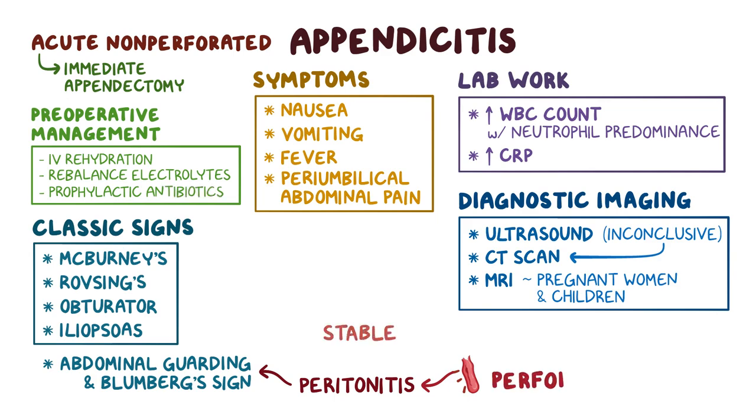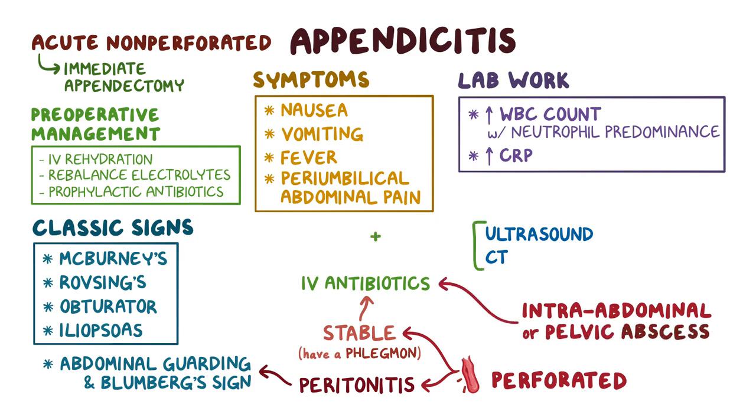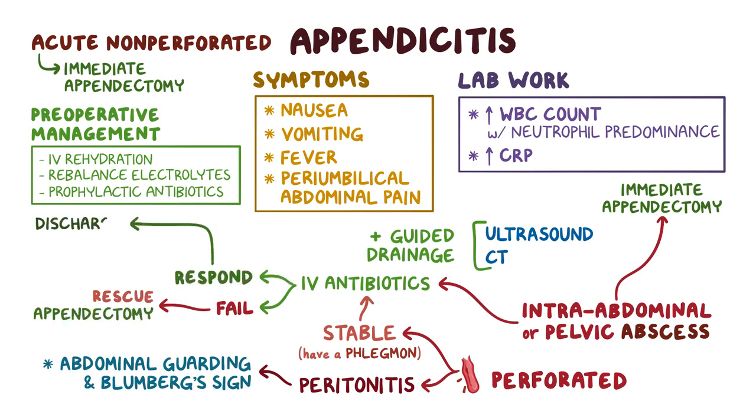Stable individuals with perforated appendicitis who have a phlegmon of the right lower quadrant should be given IV antibiotics. Individuals with an intra-abdominal or pelvic abscess should be given IV antibiotics and have a CT or ultrasound-guided percutaneous drainage. Immediate appendectomy is an alternative option if the abscess is not amenable to percutaneous drainage. Those who fail initial antibiotic therapy require rescue appendectomy, whereas those who respond to initial antibiotic therapy can be discharged with oral antibiotics to complete a 7 to 10 day course.